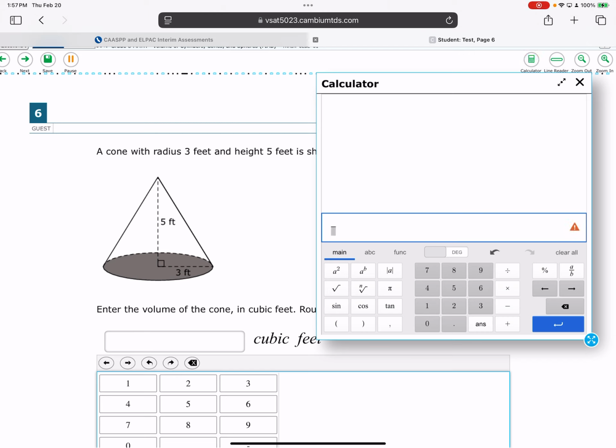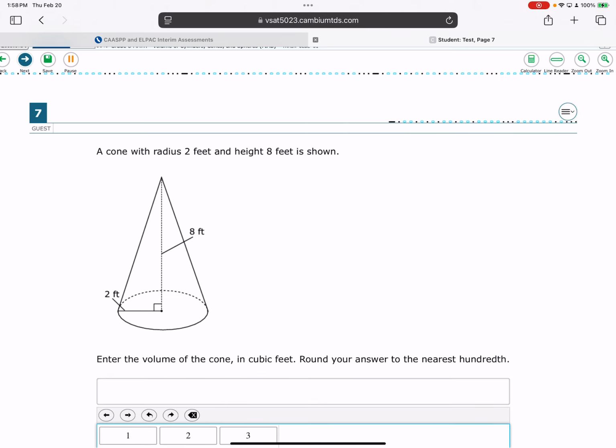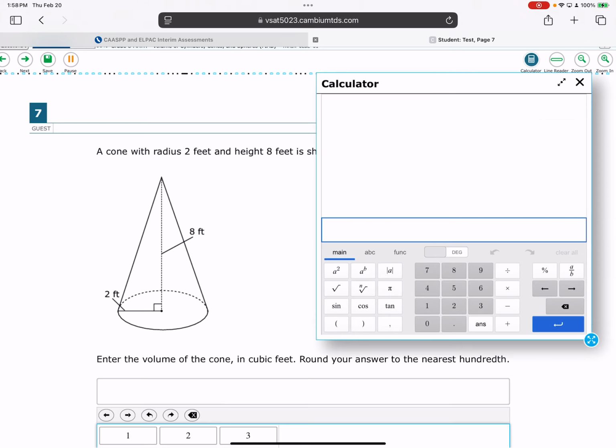Number 6, for these ones, I'm gonna need a top and a bottom, so I'm gonna hit that A, B button. For the top, I'm gonna need pi times the radius, 3, squared, pi r squared times the height. And on the bottom, I'm gonna need that 3. There we go, 47.12. Number 7, I'm gonna use our calculator. I know I'm gonna need a top and a bottom. I'm gonna need pi times the radius, 2, squared, pi r squared, times height, divided by 3. There's my answer, 33.51.